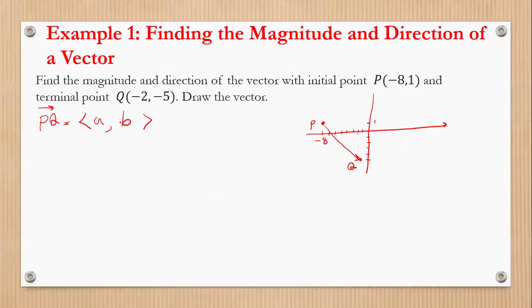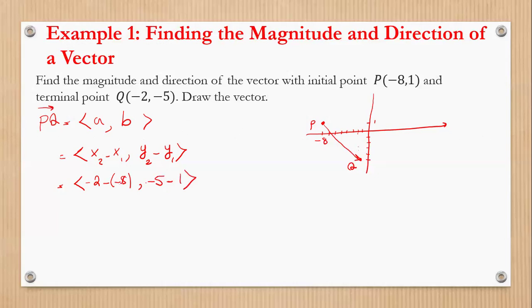How do we find these components? By subtracting x2 minus x1, y2 minus y1, subtracting the initial from the terminal point. So x2 minus x1, y2 minus y1. And x2 means the terminal point, which is -2 minus -8.